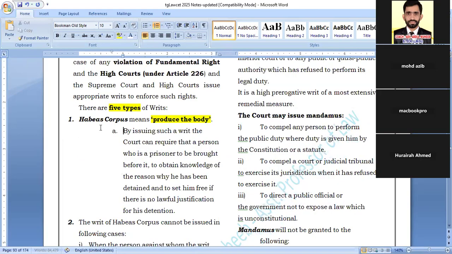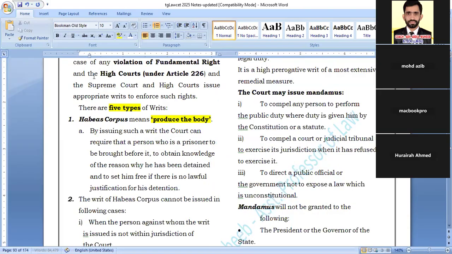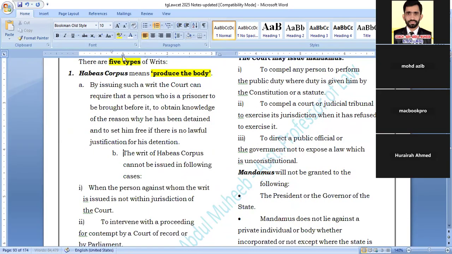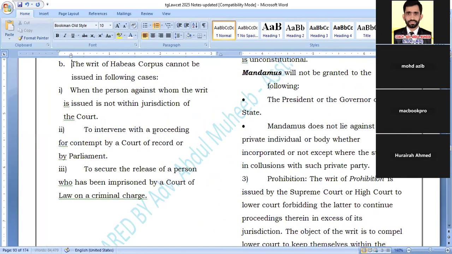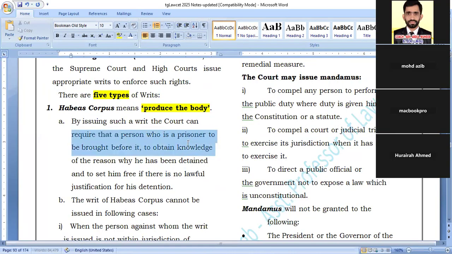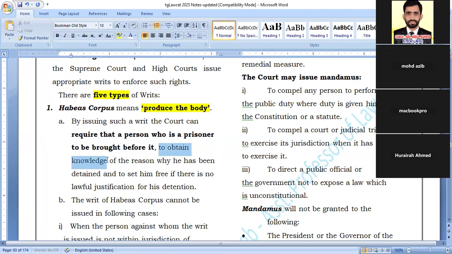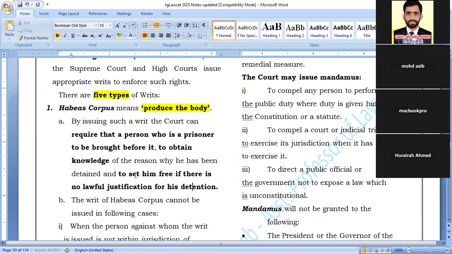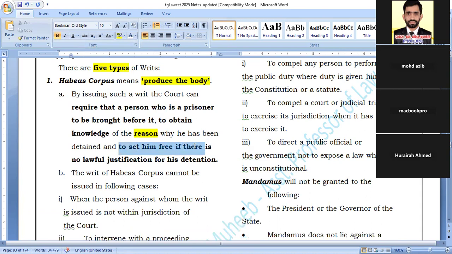What happens? By issuing such a writ, the court can require that a person who is a prisoner be brought before it to obtain knowledge of the reason why he has been detained, and to set him free if there is no lawful justification for his detention. Habeas corpus means produce the body.